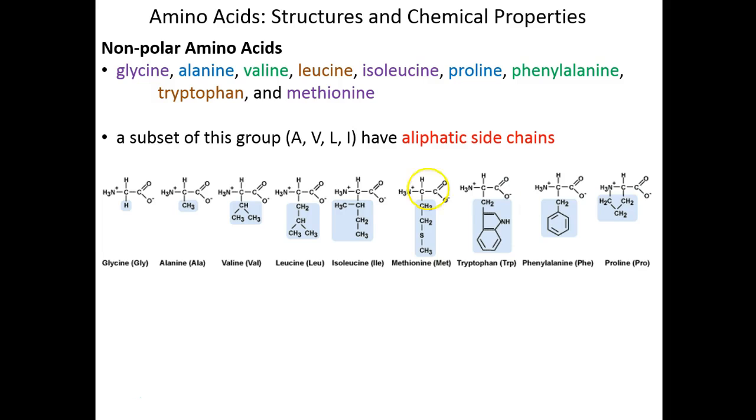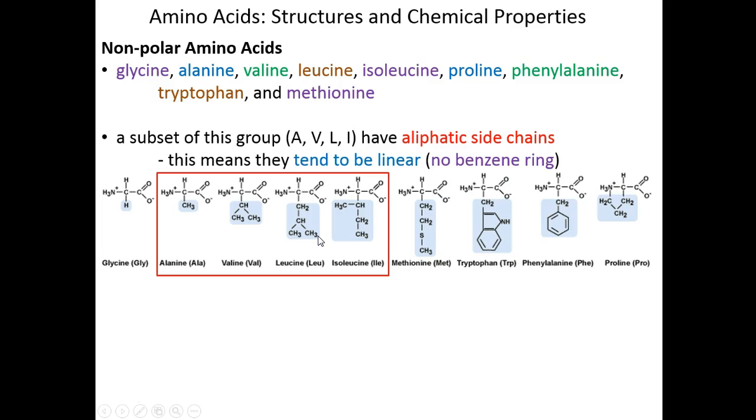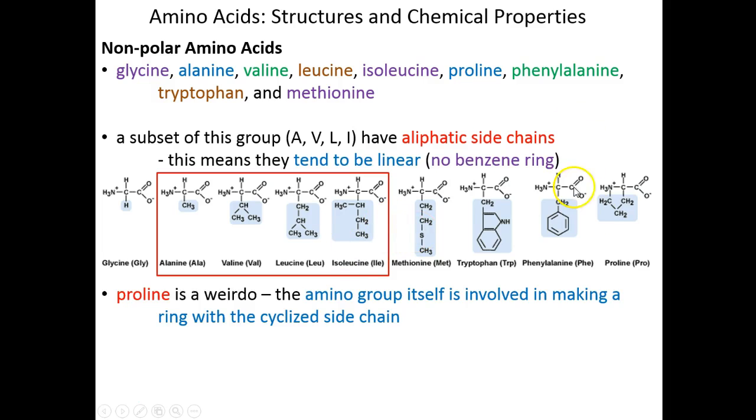A subset of this group, the alanine, valine, leucine, and isoleucine subgroup, are considered aliphatic side chains. They are more linear. There's no benzene ring involved. Proline is the weirdo of the bunch when it comes to amino acids.